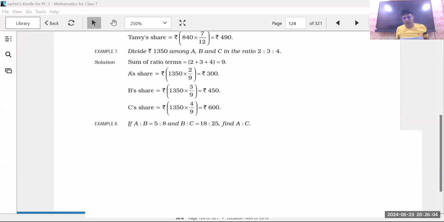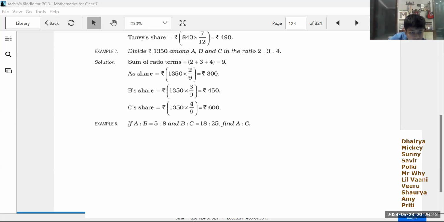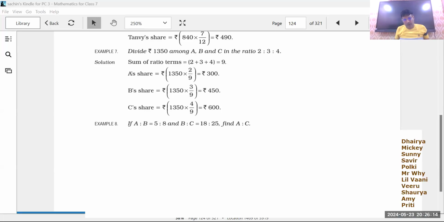Pretty simple. Next one is slightly tricky. Think for 2 minutes, otherwise I will tell. So question number 8. Yes, bhai, question number 8. Slightly, you will have to think a little bit. So can you please solve?